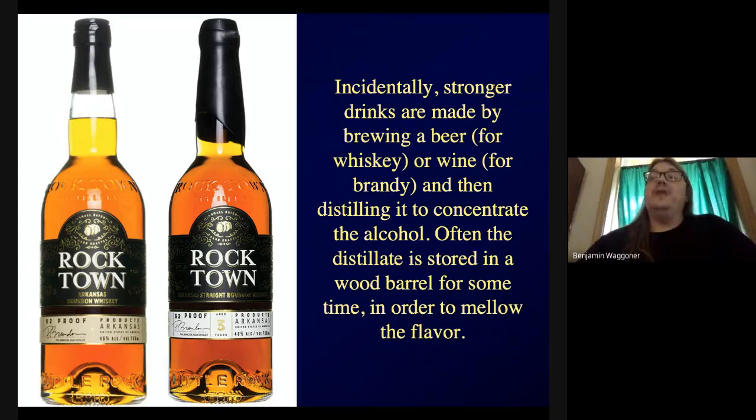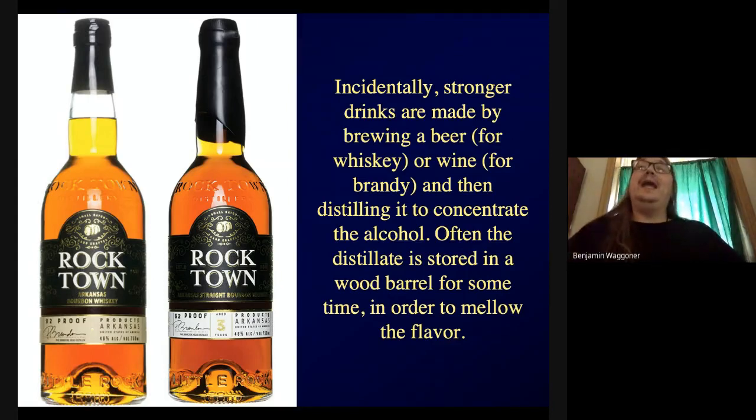So by doing that, you're concentrating the alcohol, making a product that is more alcoholic than anything that your yeast can make for you. And often you'll store this in a wood barrel for some time because that mellows out the flavor. So this bourbon whiskey will have been aged for 3 years in a proper oak wood barrel. So that's how you make brandy, whiskey, vodka, anything that's significantly stronger than beer or wine. Or cider. If you zap apple juice with yeast, you get cider. I forgot about cider. Okay, that's actually a pretty good place to take a break.